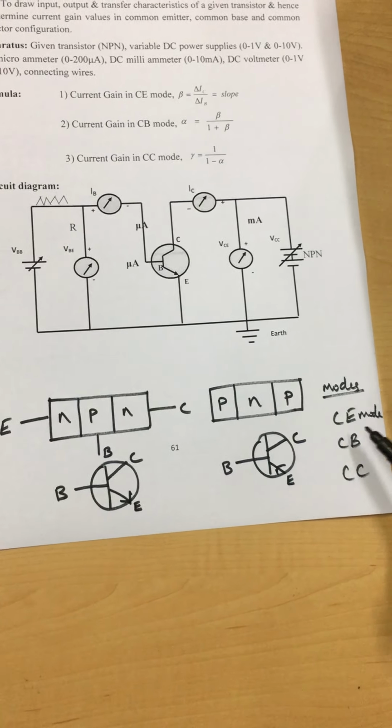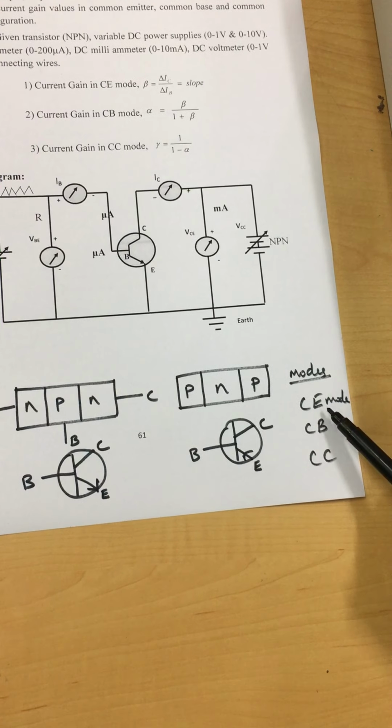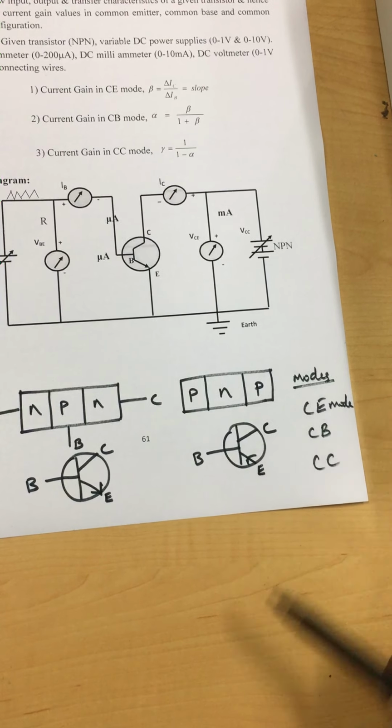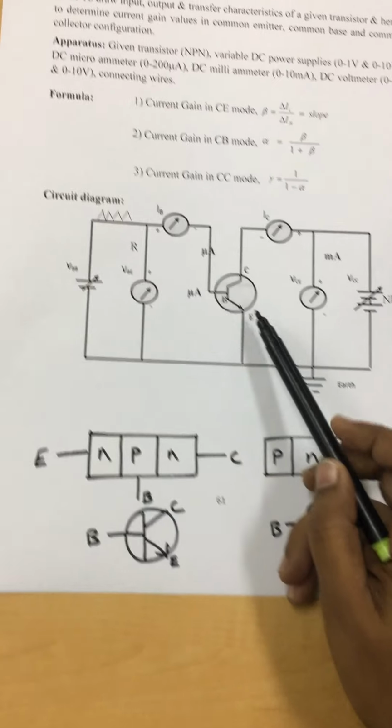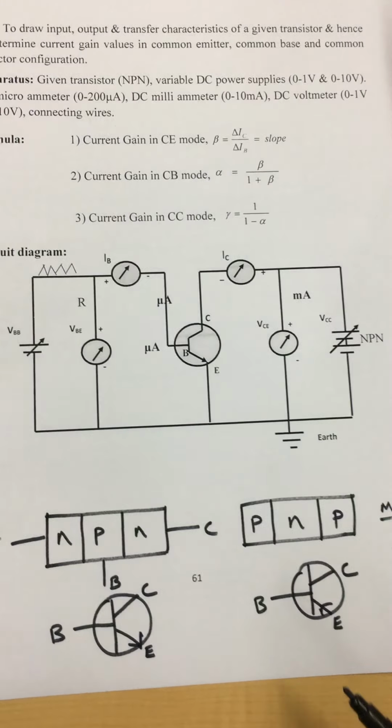What does the CE mode mean? Common emitter mode means the emitter is connected common between the base and the collector. Here you can observe that the emitter is connected common to the input as well as to the output.